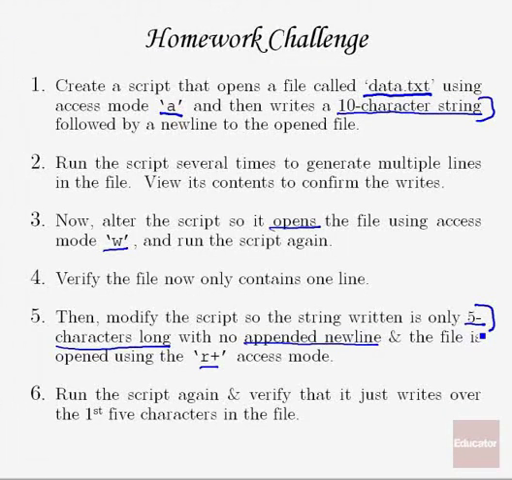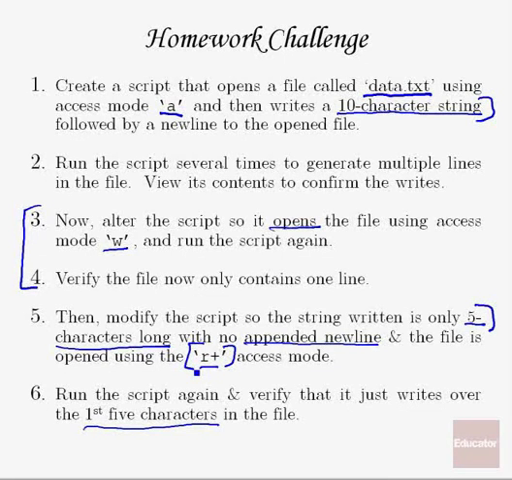When you run the script and look at the contents of the file, you should see that all it's done is overwrite the first 5 characters in the file. Because in steps 3 and 4, we overwrote the file to delete it, and we just added one line to it, a 10-character string. As we learned in this lesson, the fwrite method just overwrites whatever characters it needs to wherever the current file pointer is. And because the R+ access mode opens a file and places the file pointer at the beginning, it's going to overwrite the first 5 characters.